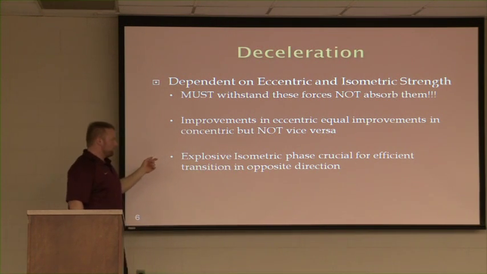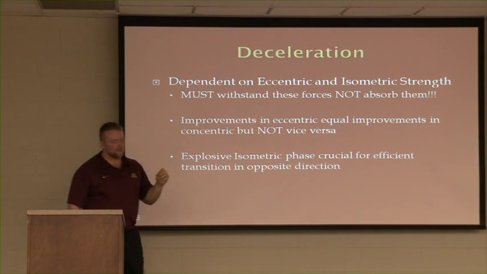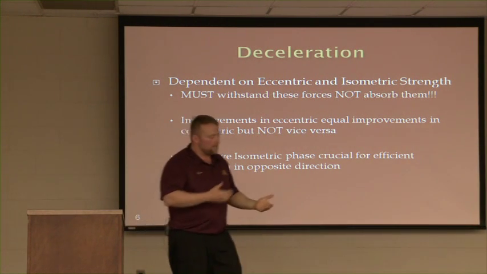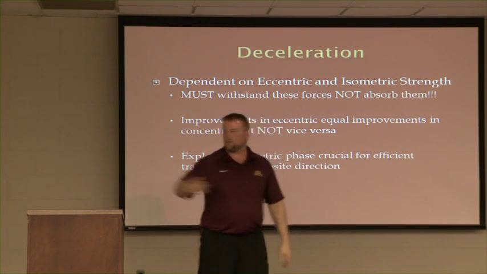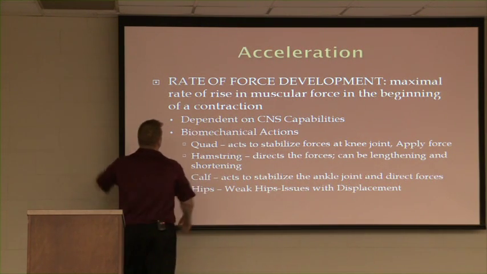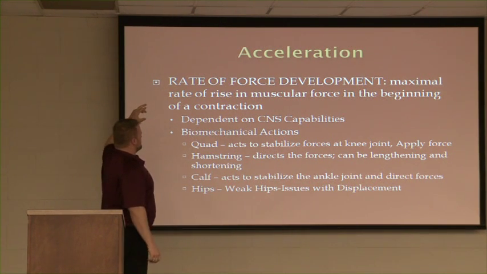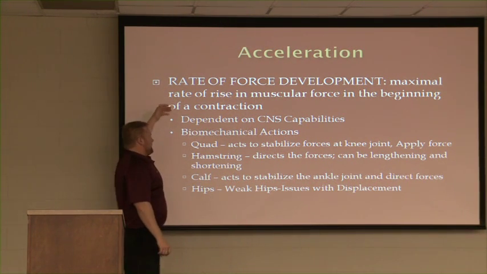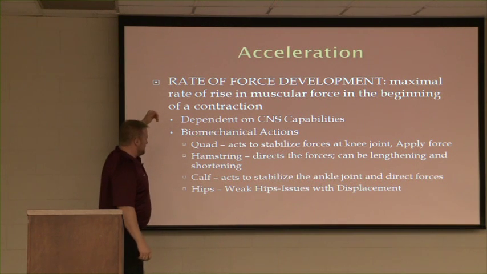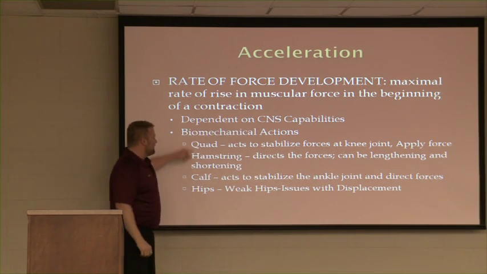Explosive isometric phase, crucial for effective transition in the opposite direction. So that isometric strength can even help stop, all right? If you can bring it to, especially in joint-specific angles, and we'll show that later. The rate of force development, maximal rate, and the rise of muscular force in the beginning of a contraction depended on the nervous system capabilities, obviously the biomechanical actions of acceleration as I talk about it here.